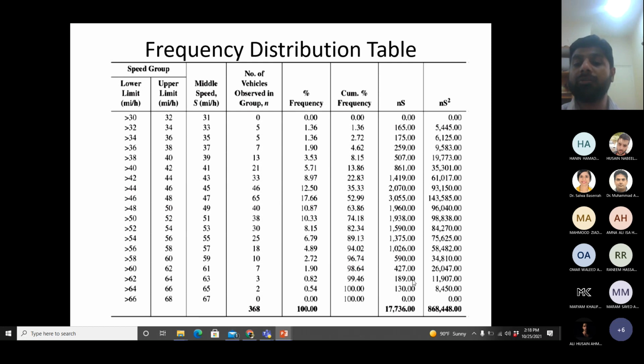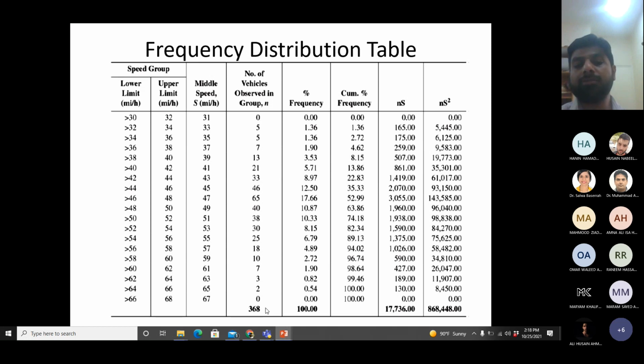So this is the summation of n into s, and this will be divided by the total number of vehicles you observed, the n value. Again, a common mistake made by other students previously is that they take the total number of speed groups. They just count these values, how many rows there are. This is also wrong. Divide by the number of values you observed, not the number of groups you made.